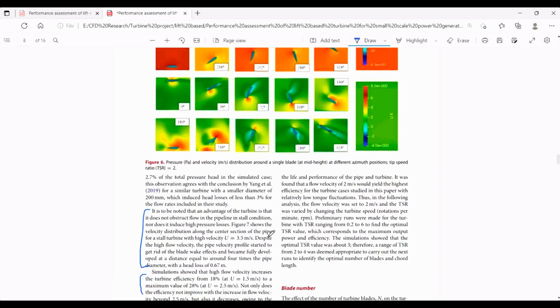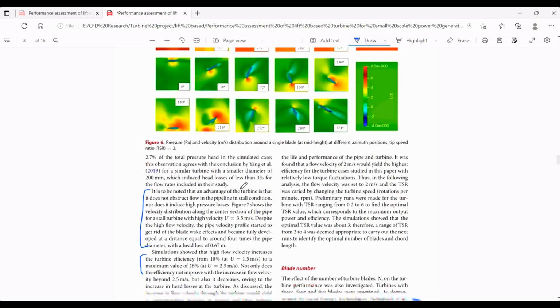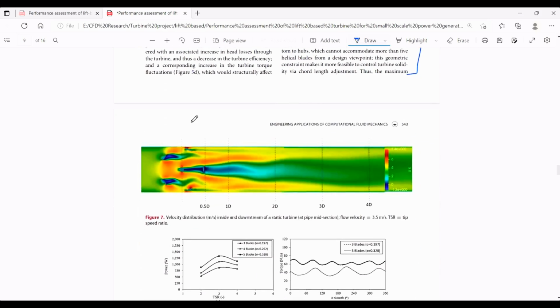And it should be noted that although these turbines have these properties, they also do not obstruct the flow in the pipeline in the stall condition, nor do they induce high pressure losses. And from Figure 7 shown here, we can see that the wake of the turbine blades gets diminished after 4 times the pipe diameter. After this, the velocity distribution becomes equal to the fully developed flow.